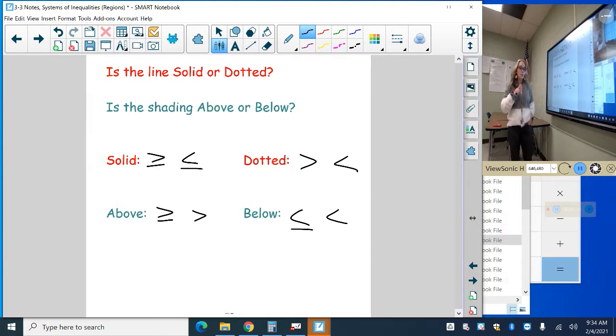Okay, now I would definitely write those down. That way when you're working on it, you can go back and refer to those things when you are doing your assignment.